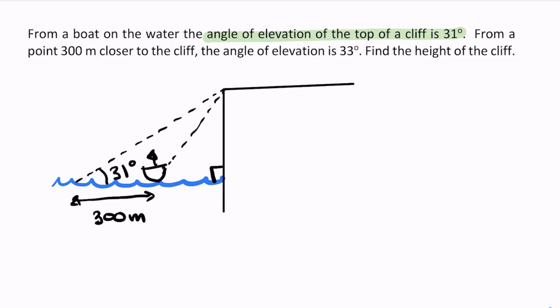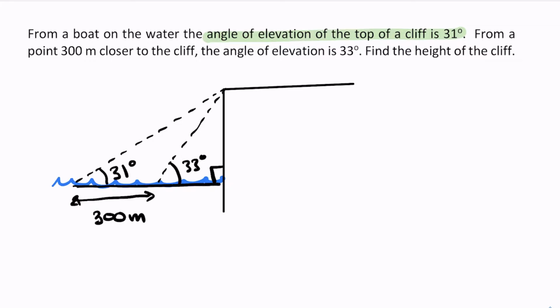And now the angle of elevation is 33 degrees. You can think of it as tilting your neck up higher. The closer you get to something very tall, you have to look higher up to see the top. Okay, let me take the boat out of the picture and just focus on the diagram we have here.